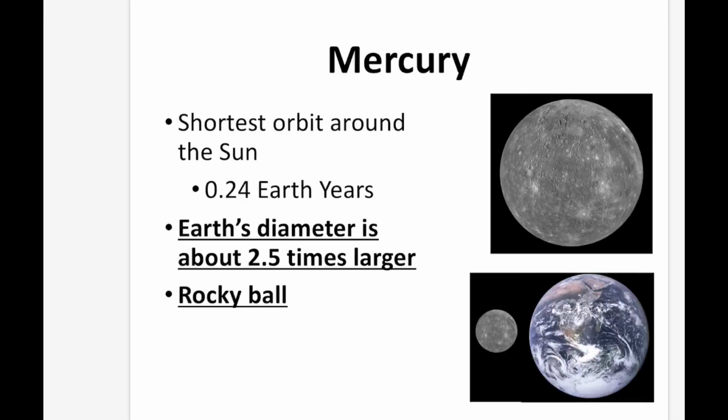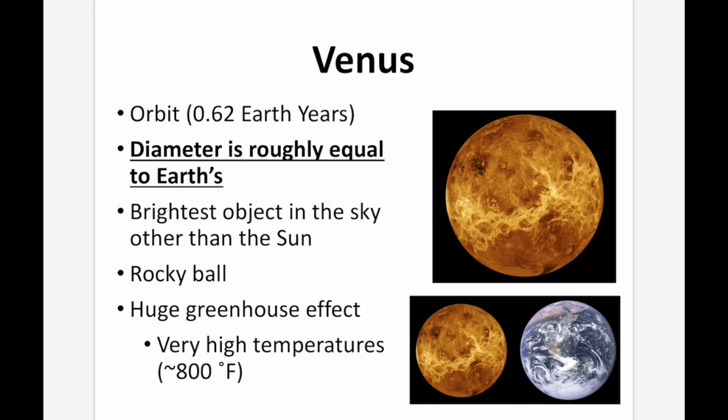It's also a rocky ball, but it has a huge greenhouse. Now, the greenhouse around Venus traps a lot of the heat inside, so it makes Venus really, really hot. In fact, you can get all the way up to 800 degrees Fahrenheit just because of that greenhouse effect. Now, this makes Venus not a very plausible place for us to go.